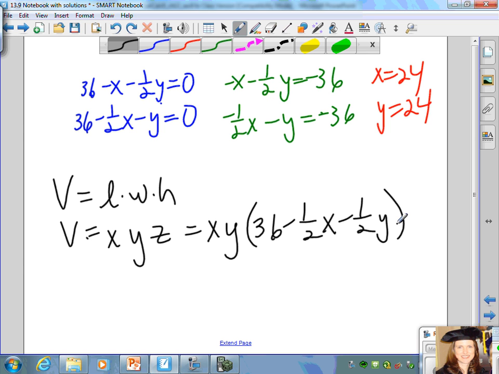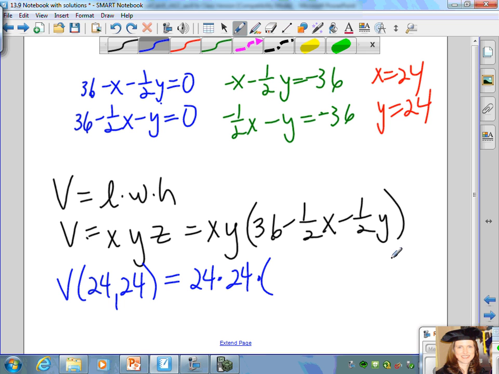Now if you plug this x and y back into this function, so evaluate the volume when x is 24 and y is 24, you get 24 times 24, and then if you put that x and y, 24 and 24, into here, you get 12. That volume can be found by multiplying those together: 6,912. Since the perimeter was given in inches, this volume is in cubic inches.